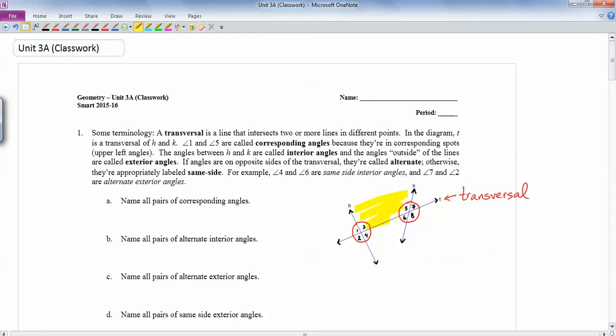Everything in between H and K, that's called the interior. So 3, 4, 5, and 6 are interior angles. Let me even highlight it a little bit better so that the 3, 4, 5, and 6 are covered up. Whereas on the outer parts here, 7, 8, and 1 and 2, those fall into the exterior.